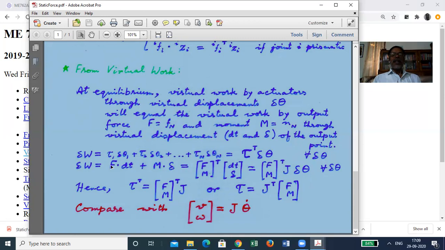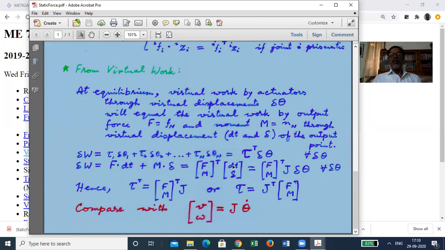So the way you wrote this as tau transpose delta theta, like that you could write this as F transpose dt and this as M transpose delta, and then you can combine them, F transpose M transpose in a big row and dt and delta in a big column. The transpose of this is actually 3 components, fx, fy, fz, and this is 3 components, mx, my, mz. So in the transpose it will be all in a row and then it will multiply appropriately with these.